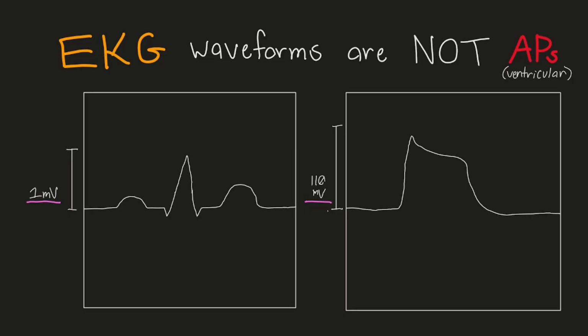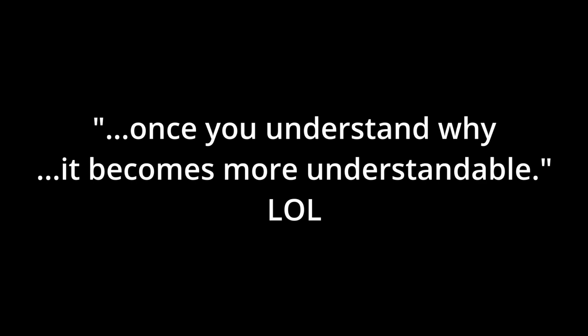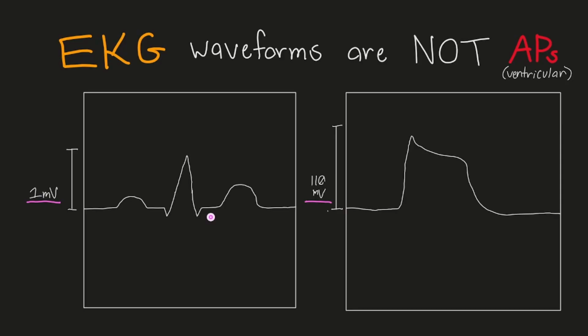And one thing that could make some people confused is that these upward and downward deflections on the EKG don't represent depolarization or repolarization moments like an action potential does, with depolarization going up. That does not correlate to the EKG waveform. Now this can be, again, very confusing to some people, but once you understand why it's like this, it becomes more understandable. First, we can explain what these upward and downward deflections on the EKG represent.